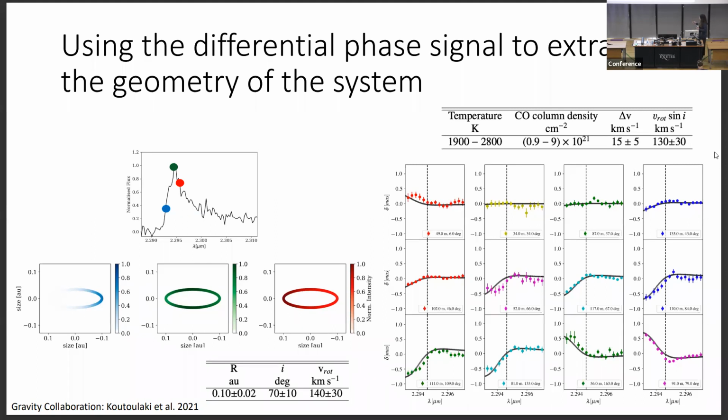And what we find from this is that, for example, the CO originates from a radius of 0.1 AU from the star. We find an inclination of around 70 degrees and a rotational velocity of around 140 kilometers per second.